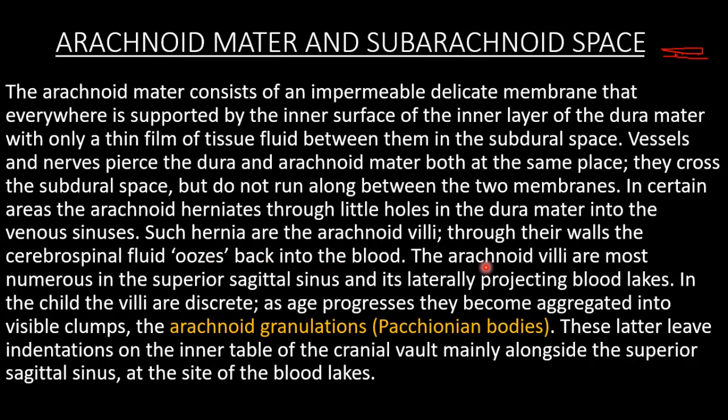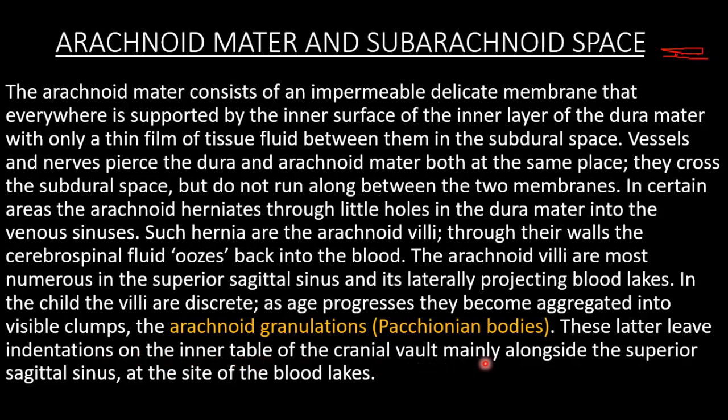blood. Okay. The arachnoid villi are numerous in the superior sagittal sinus and its lateral projecting blood lakes, which are known as the venous lacunae. I will show you. In the child, the villi are usually discrete, but as one ages, they become aggregated into visible clumps. Those villi usually clump together to form the arachnoid granulations, also known as the Pacchionian bodies. Okay, and they usually leave indentations in the inner table of the cranial vault.